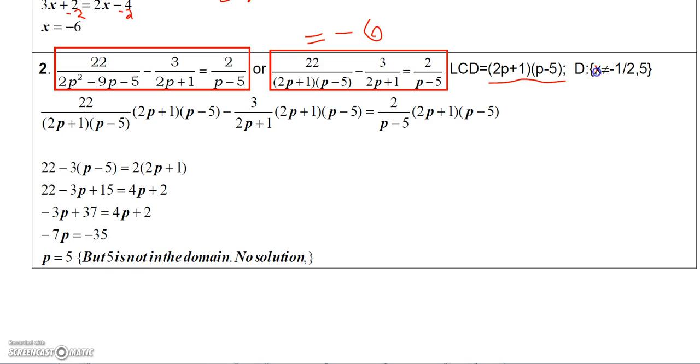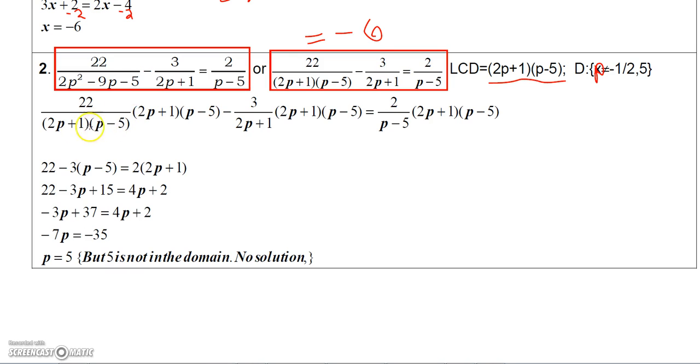Now, I should say p cannot equal negative 1/2, because if it does, it gives you a 0 in this denominator. And p cannot equal 5, because if it does, it gives you a 0 in this denominator. So keep that in mind.